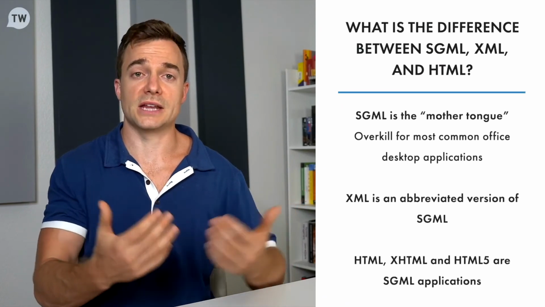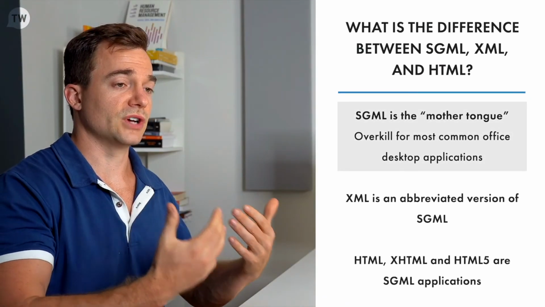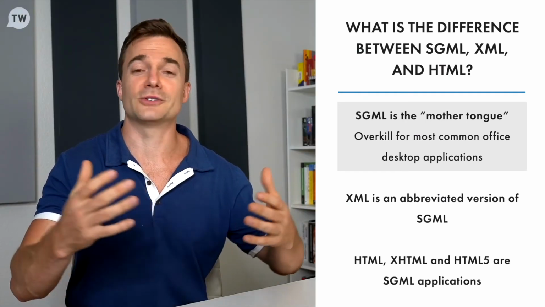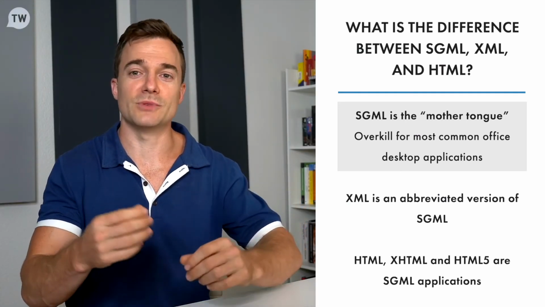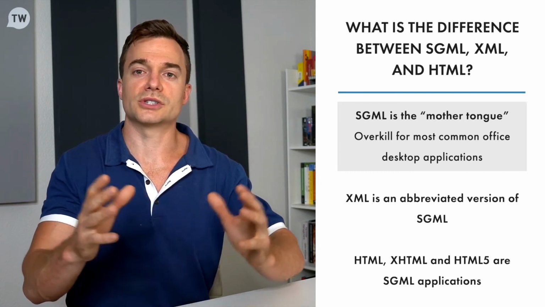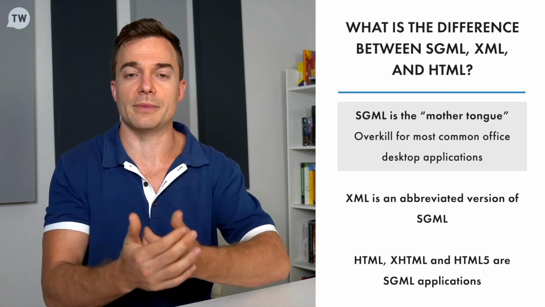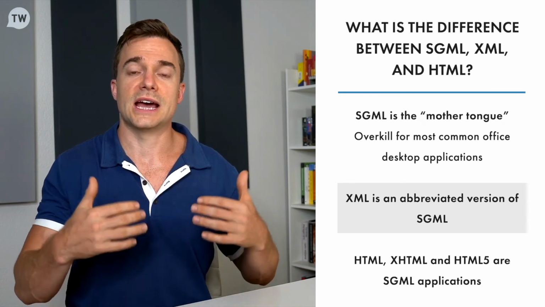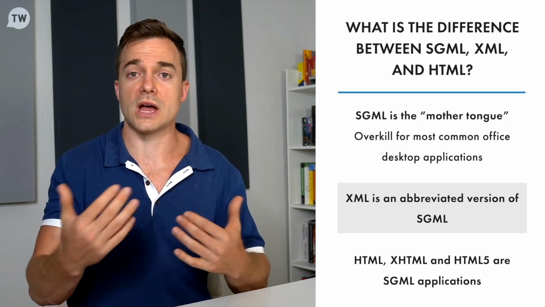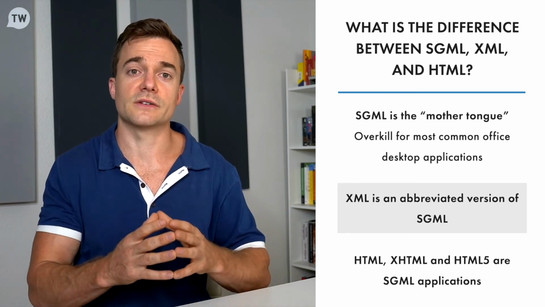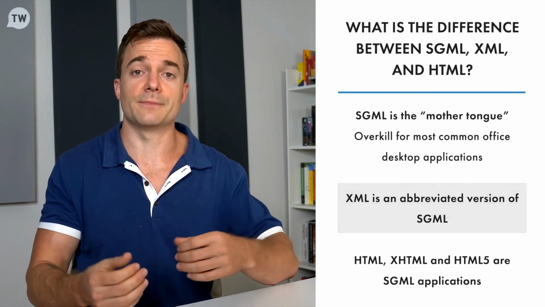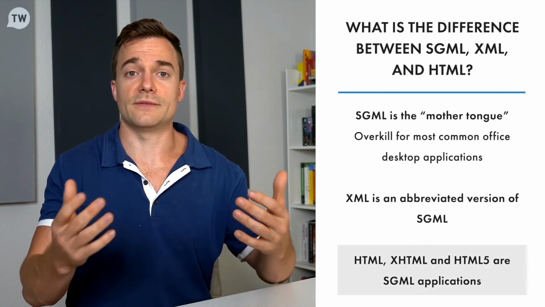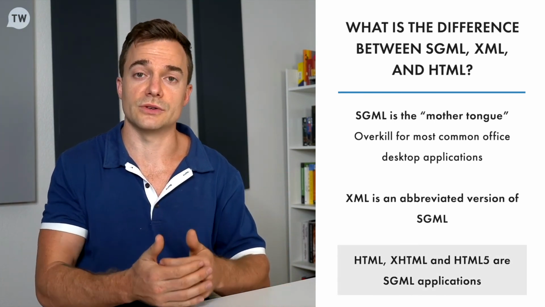And before we wrap up this video, just one quick last question here that you may be wondering: what is the difference between SGML, XML, and HTML? SGML has been used for describing different document types, from transcripts of ancient manuscripts to technical documentation, patients' medical records, and even musical notation. And SGML is large, complex, and overkill for most common Office desktop applications, while XML is really an abbreviated version of SGML, as mentioned at the beginning of this video, and it makes it easier to use over the web, easier to define your own document types, and easier for programmers to write programs to handle them. And HTML, XHTML, and HTML5 are SGML applications most frequently used on the web.